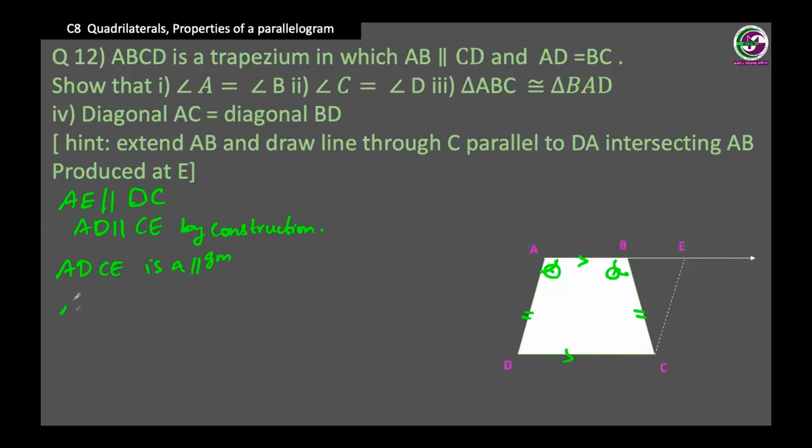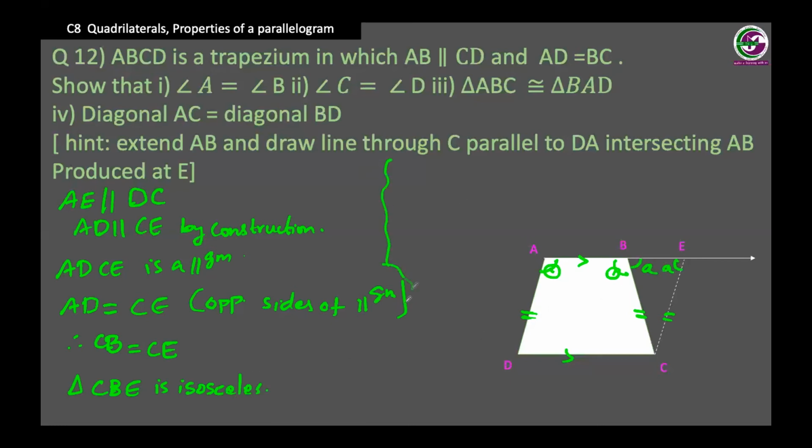So we get AD is equal to CE, opposite sides of a parallelogram. So these two sides are equal. CB is equal to CE and triangle CBE is isosceles now. So we can find the base angles. If this is A, that's also A. Therefore, angle E is equal to angle EBC because it is an isosceles triangle.